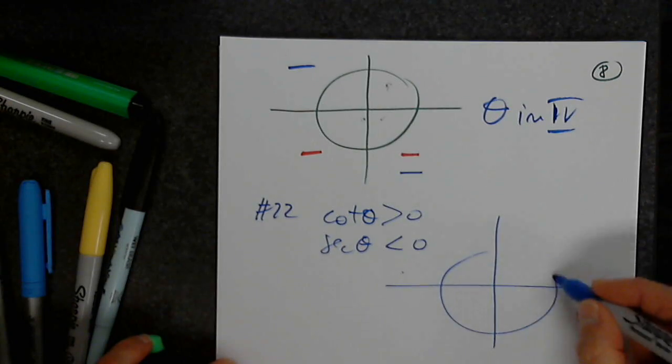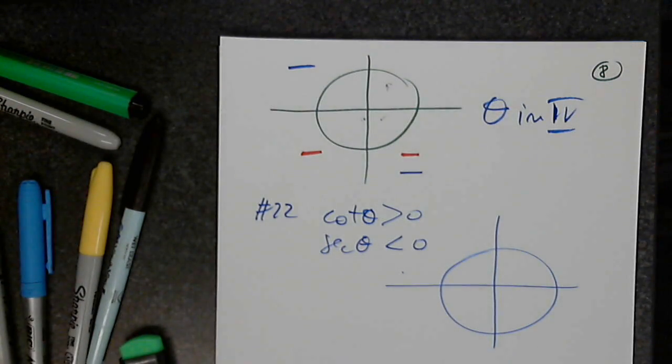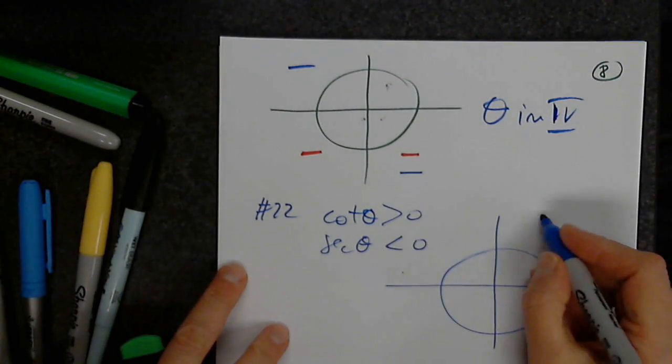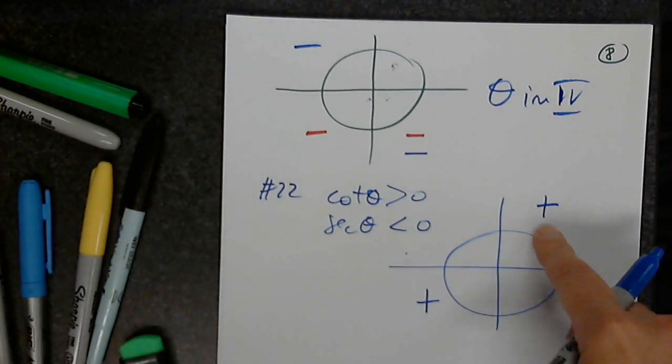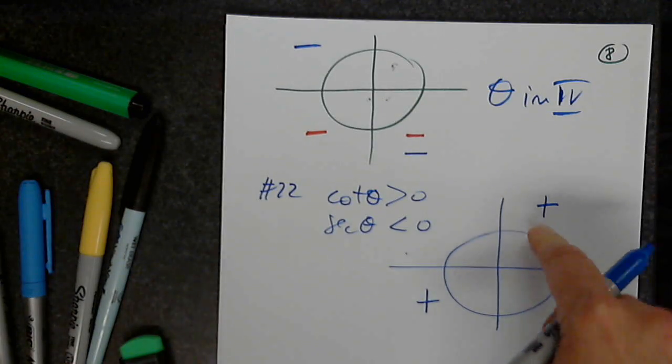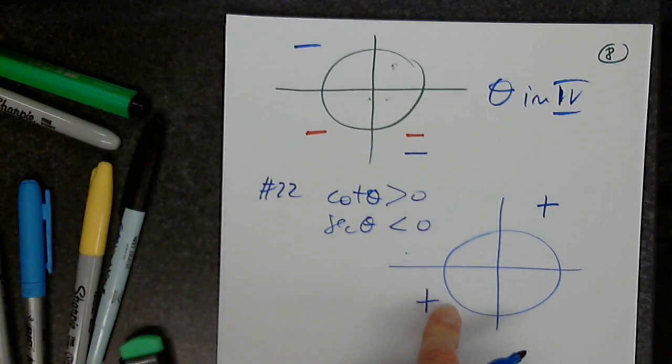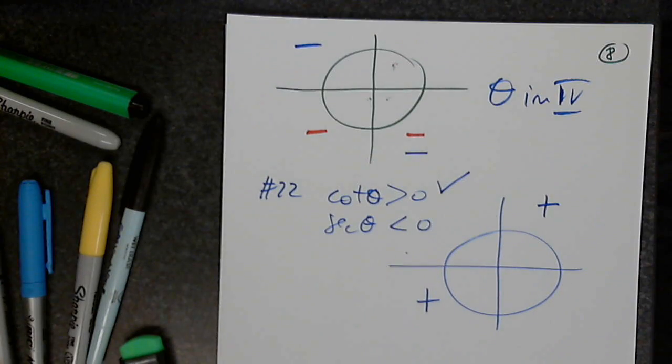Looks very difficult. No, it's not. First thing, cotangent is positive. Cotangent is cosine over sine. The ratio is positive when both are positive or both are negative. So where both have the same sign. In which quadrant do both have the same sign? Right. So cotangent is positive here and here. Because here they're both positive, they will give us a positive. Here they're both negative, they will give us a positive. So I took care of this.